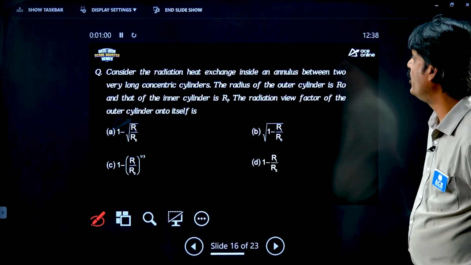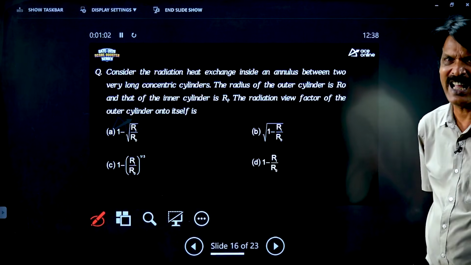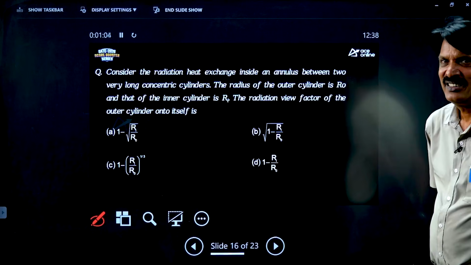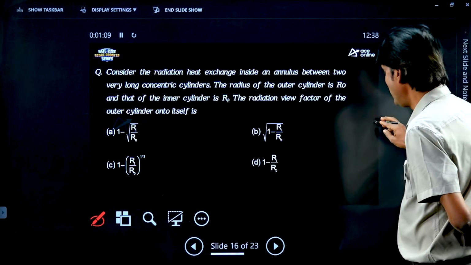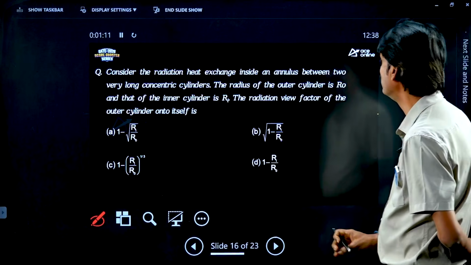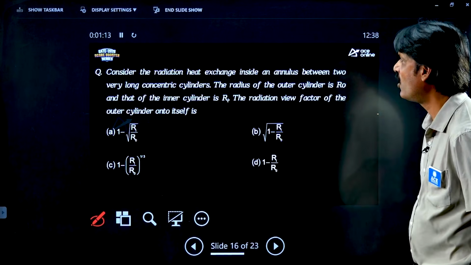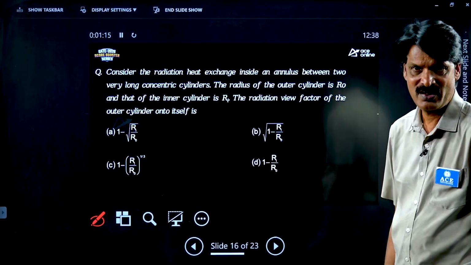Consider the radiative heat exchange inside an annulus between two very long concentric cylinders.